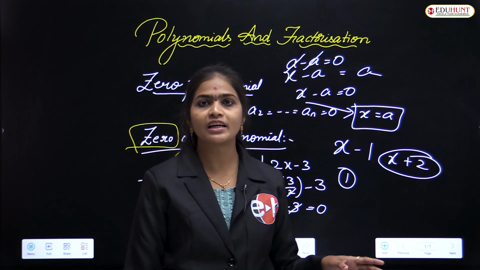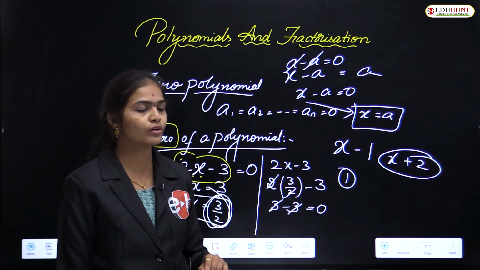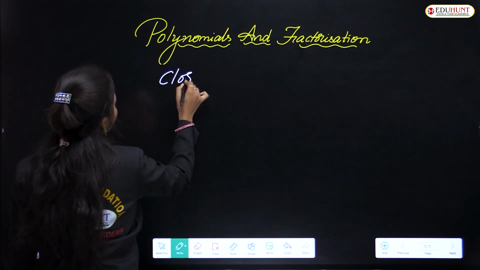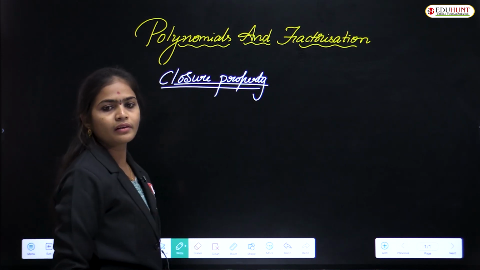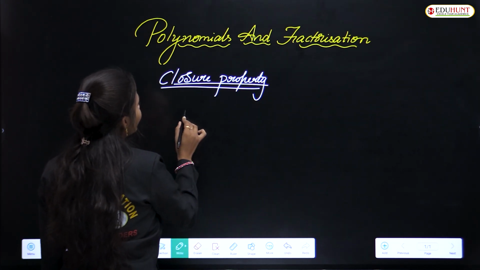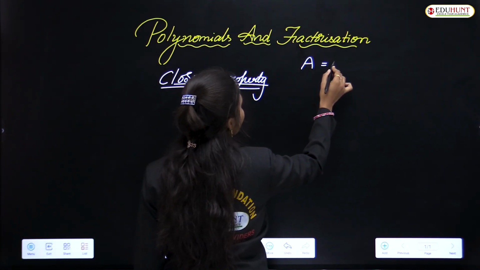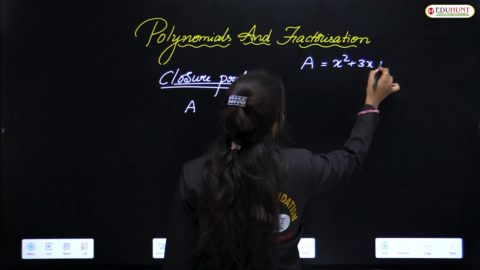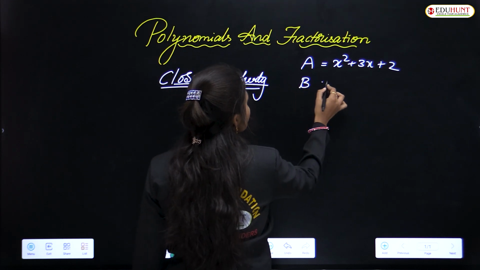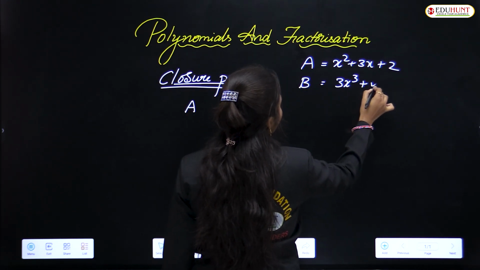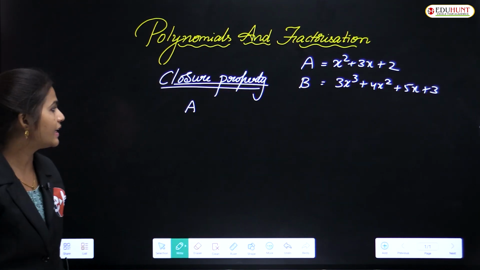We know the closure property, commutative property, distributive property, all those. So we will discuss all those concepts on polynomials. First, the closure property. Under the closure property, come to addition. Take a as a polynomial, for example a equals x square plus 3x plus 2. And b is also a polynomial, that is 3x cube plus 4x square plus 5x plus 3. Like these two polynomials.